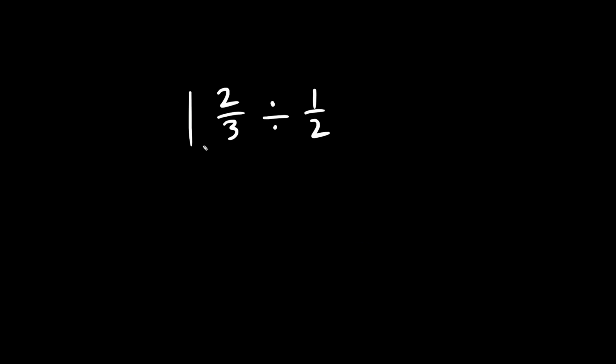We now have the question 1 and 2/3 divided by 1/2. Now I don't like this mixed fraction here because we're a bit confused as to whether this means 1 plus 2/3, and it does, or if we had a dot here, 1 dot 2/3, this means multiply. It's a bit confusing. By the way, what is 1 and 2/3 anyways?